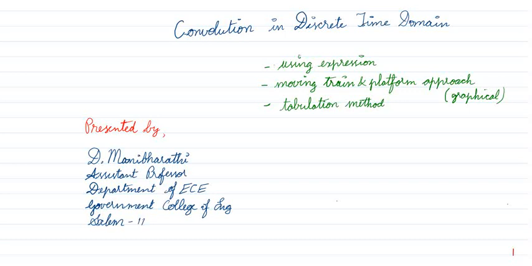In this video, we are going to look into the convolution in discrete time domain. We will be using three techniques to do the convolution in discrete time domain. That is, straight away using the expression for convolution, and we'll be using the moving train and platform approach, also called the graphical approach. The third technique is the easiest of the three, that is the tabulation technique or tabulation method. We'll be using all three techniques to do convolution in discrete time domain.